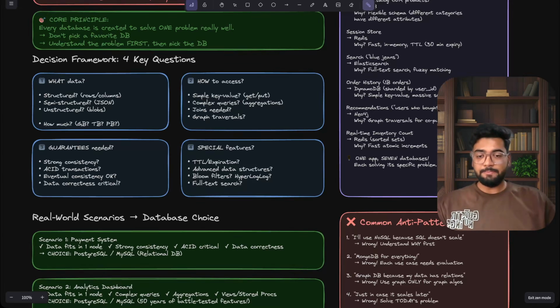or is it very critical for you that data is correct all the time? And fourth is, do you need any kind of special features like TTL, time to live, or expiration of the data? Do you need some kind of advanced data structures? Do you need something like Bloom filters, HyperLogLog, or do you need some search specific requirements like full text search? So all these four key questions you need to first understand before coming up to a database.